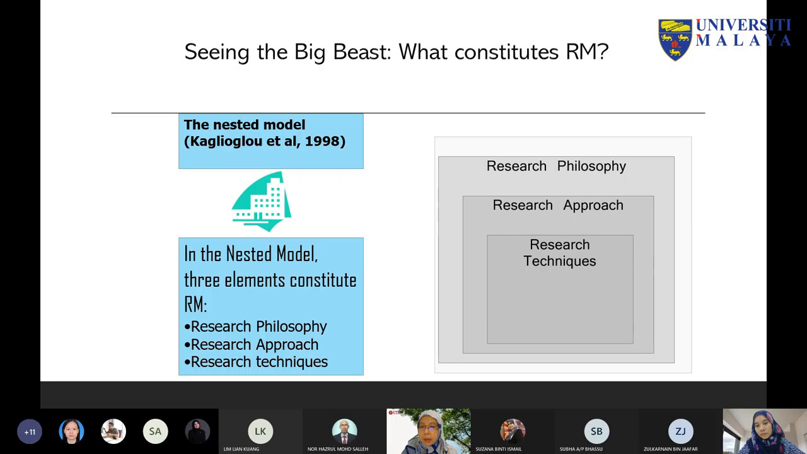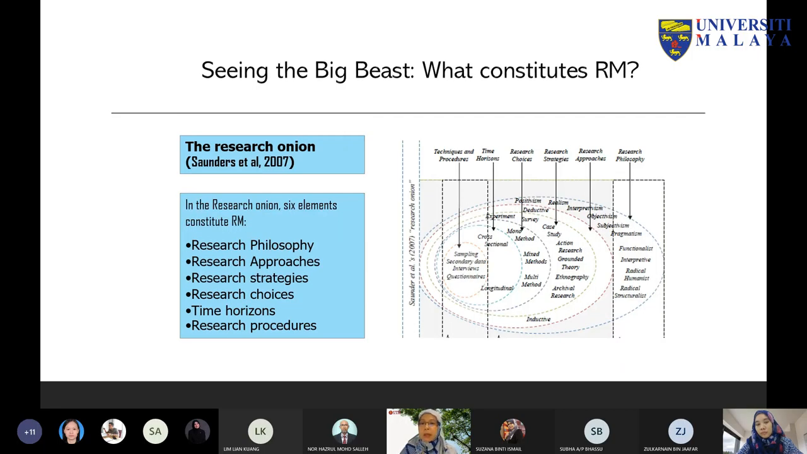So research philosophy, approach, and research technique. I hope you understand my explanation: philosophy is about the paradigm. Approach is what approach you're going to have, like case study, phenomenology, ethnography, grounded theory. And technique is simply the method that you're going to use to collect and analyze your data. I hope you can see it large enough on your monitor, because on mine it's a bit small.